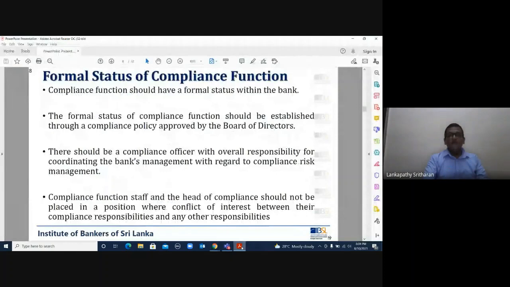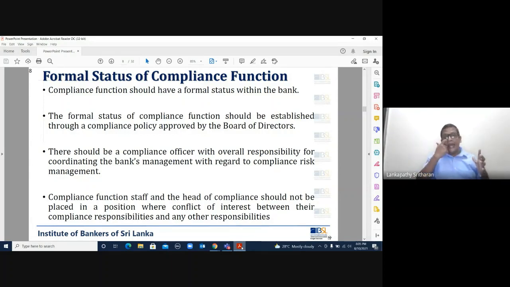Then we will move into the formal status of compliance functions. The compliance function should have a formal status within the bank. What does it mean? If there is any compliance function in a bank, there should be a formal status, in the sense that the board of directors should recognize that there is a compliance function. And there should be an approved compliance policy. Under the approved compliance policy, from time to time the top management has to review whether the compliance functions are properly carried out. On top of that, some banks and finance institutions may appoint a chief compliance officer to carry out this compliance. That way, there should be a formal status within the bank for the compliance function.